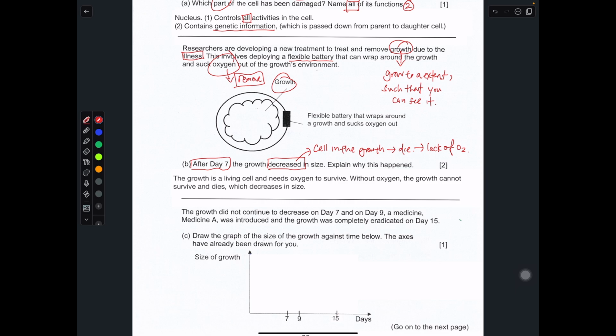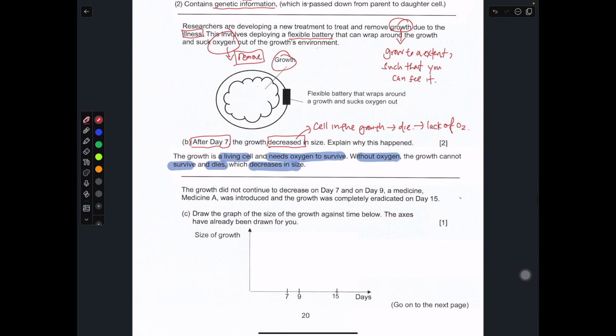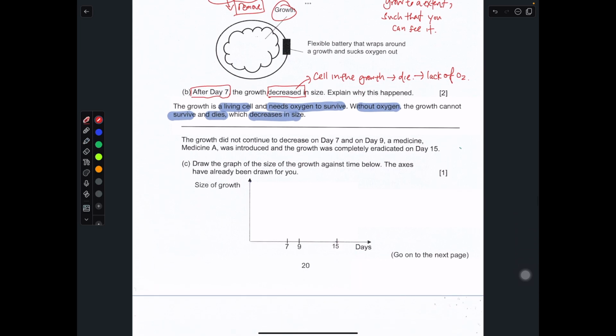Okay, so this part, let me show you, highlight a key portion. Living cells need oxygen to survive. These are characteristics of living things. Without oxygen, the growth cannot survive, therefore dies, decreases in size, which answers back to the question. Okay, the growth did not continue to decrease on day 7. So, and on day 9, a medicine A was introduced and the growth was completely eradicated. Eradicated means remove. Okay, completely means completely remove.